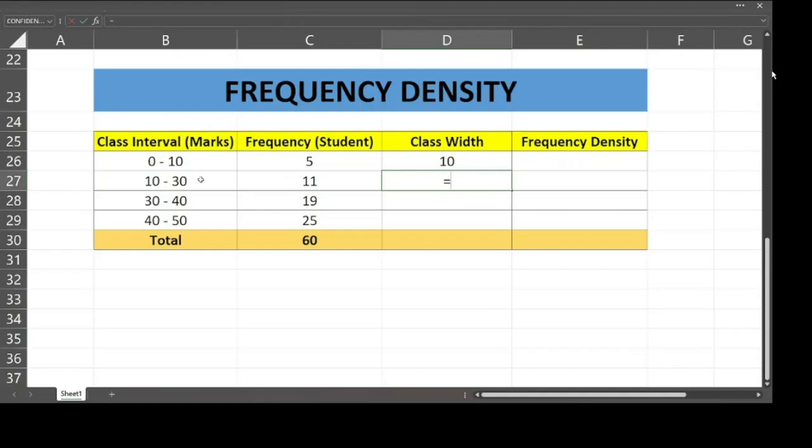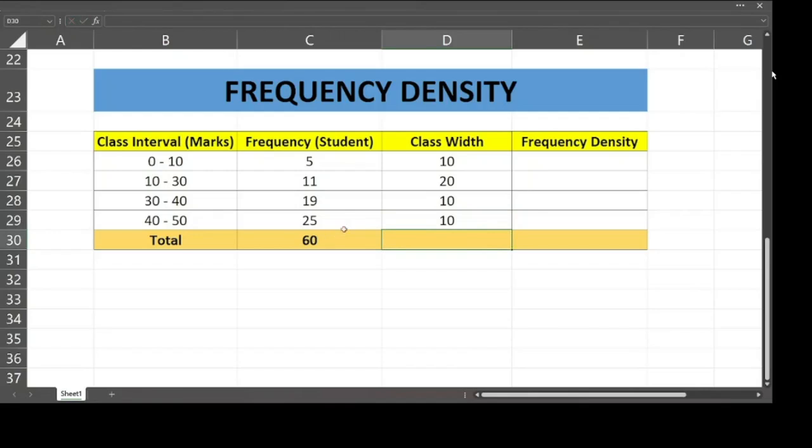For the next class, the upper limit is 30 and the lower limit is 10. And for the third class, the upper limit is 40 and the lower limit is 30. For the last class, the upper limit is 50 minus the lower limit, which is 40.